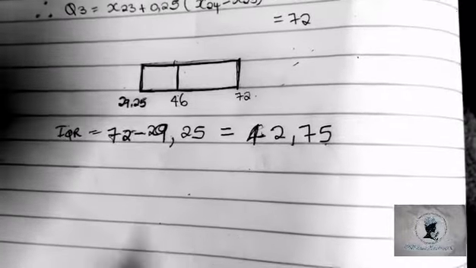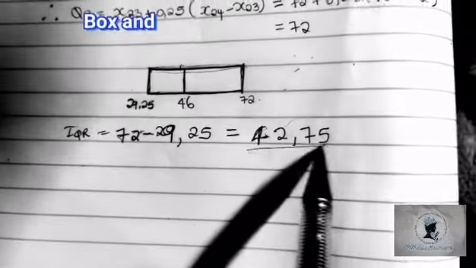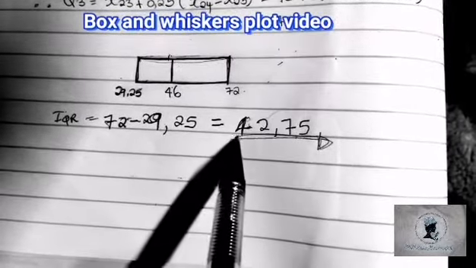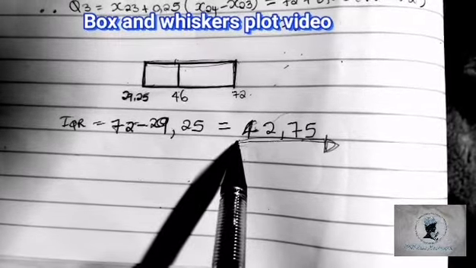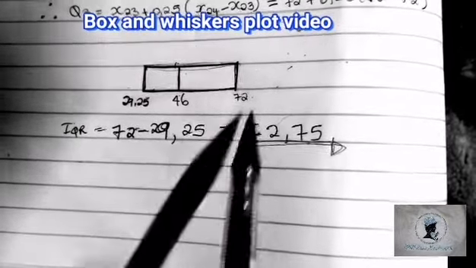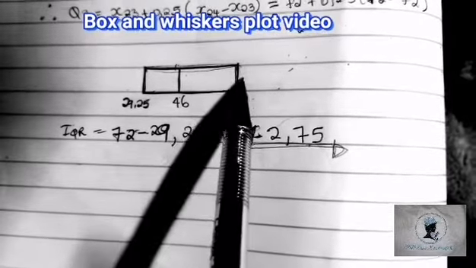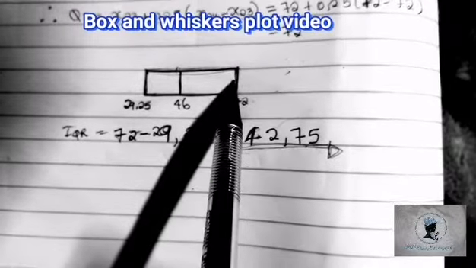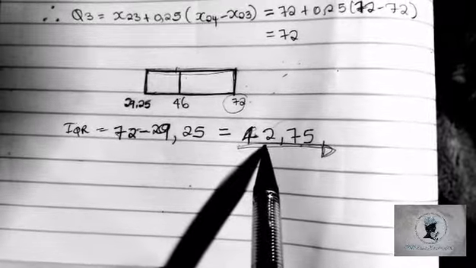Now remember that to determine the length of our whiskers, we need the IQR. And guys, please visit the video where we explain how to construct the box and whisker. You know that in order to obtain the right whisker, we are going to say Q3 plus 1.5 IQR.